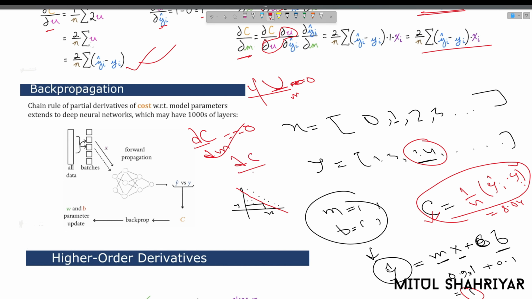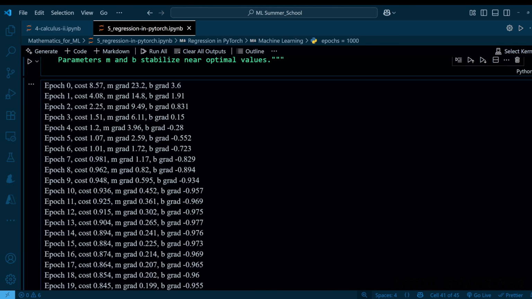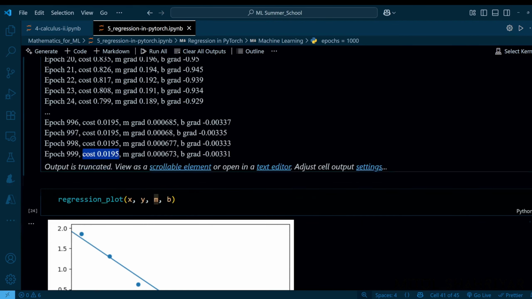We start doing dc by db too, because y is equal to m x plus b. So we have m and b, and x is fixed, right? So we try to look for the least value. If you look into the code, you will see that m grad, that means dc by dm, is 23, and dc by db is 3.6. Everything decreases, and at a point here dc by dm is 0.0006, which is very near to 0. Then dc by db is 0.003, which is also very near to 0.